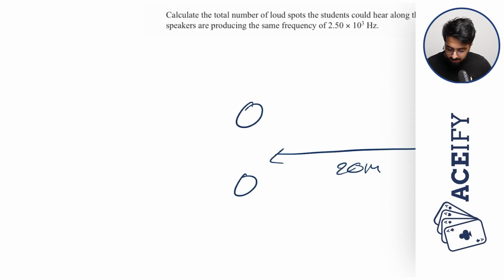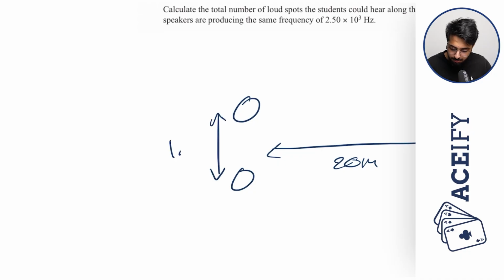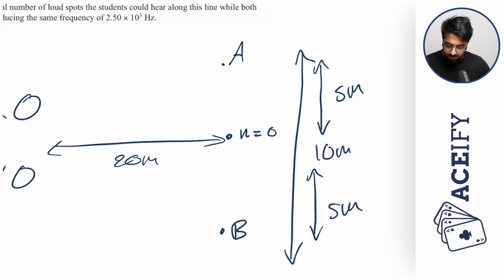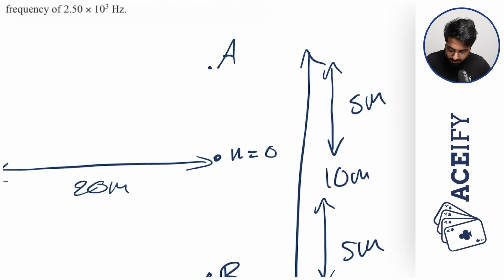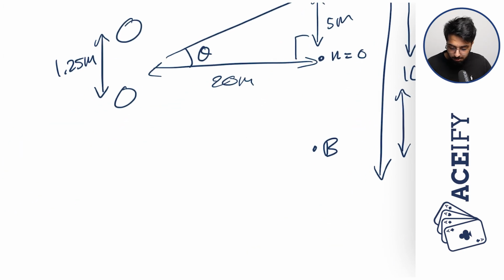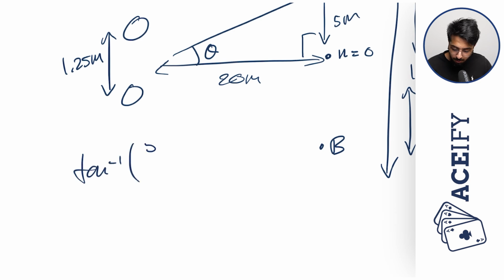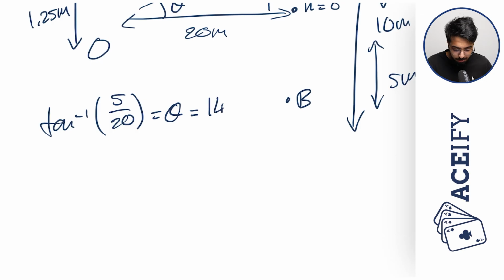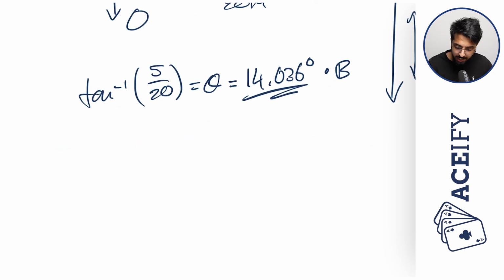And we also know that this distance right here is 1.25 meters because that's given right over here, okay? So now if this distance right here is 5 meters, like we just said, we can make a right angle triangle of sorts, like so, and we can find this value theta. And so therefore, the inverse tan of 5 over 20 is equal to theta. And so this gives a theta value of 14.036 degrees. Okay? Now therefore, we also know that n lambda is equal to d sine theta.